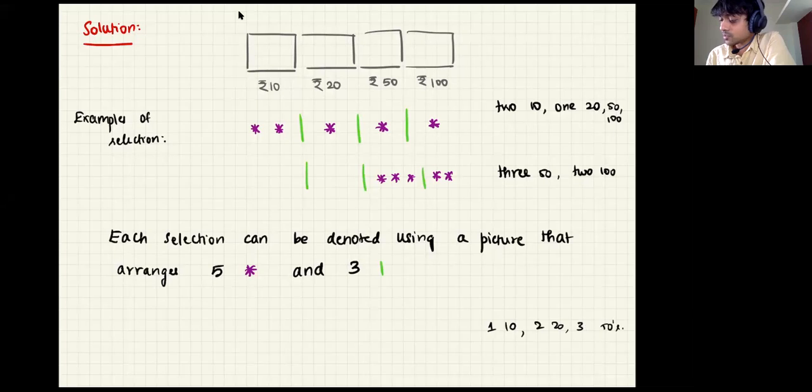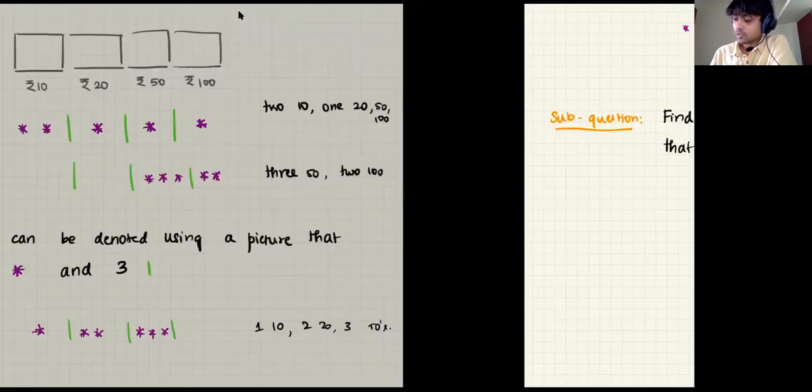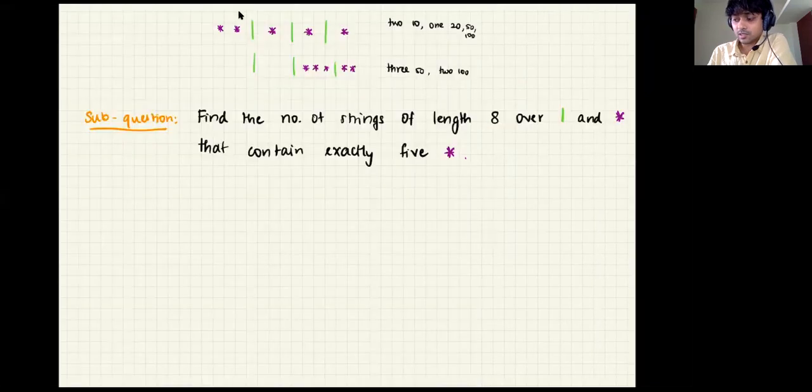That will look like, first of all, I make space for all of them. So 1 ten, 2 twenties, 3 fifties, and nothing here. Okay. So the question is now, how many such pictures are there? So this is a sub question. Now find the number of strings which are formed using these bars and stars.